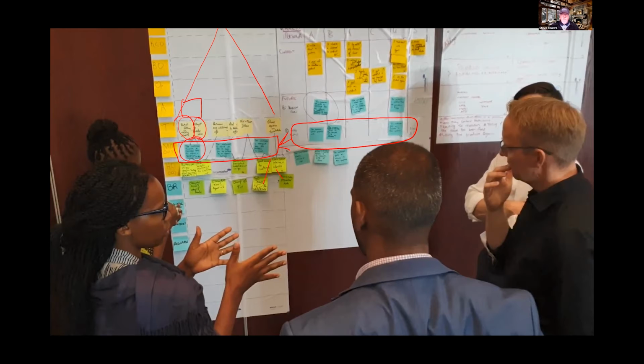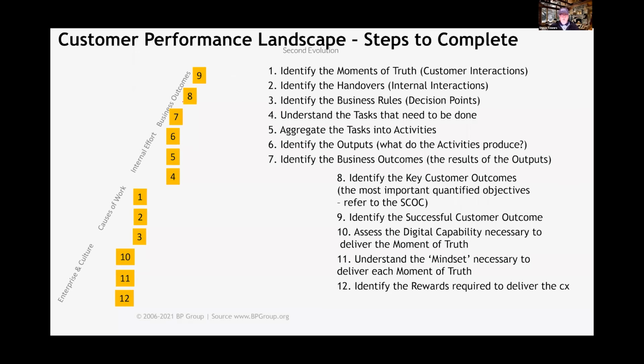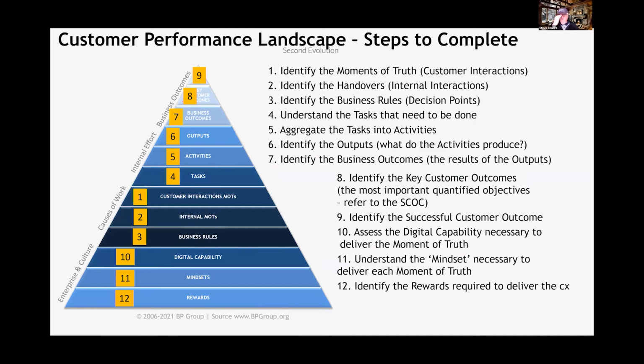So don't worry, I've got a diagram which talks to this, of the steps to get to it. So you don't have to write all this down, as usual. There's an explanation of it. So it's a very organic process of building these things. As I said, the steps to actually do that are pretty straightforward. You'd start with the second evolution. So this is where we are going to see digital capability, mindsets, and rewards. Start with the moments of truth.